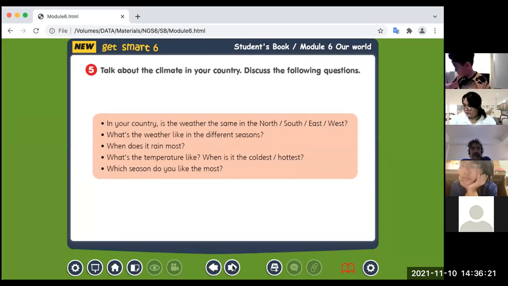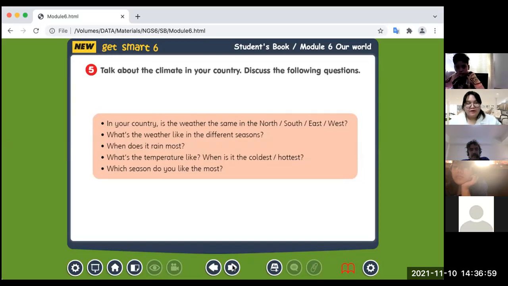We are going to talk about the weather in Thailand. Is it the same in the north, south, east, or west? The north is cold. It's colder than here. Here it is very hot, but in winter the coldest is here, in the east. But the north might be colder. I know in the south we don't have winter.